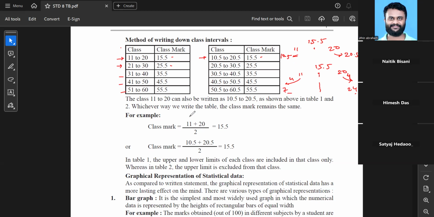Yes, sir, he explained the same below also. Even if the class is from 11 to 20 or from 10.5 to 20.5, in both cases the class mark will remain the same. Okay. Now, sir, I have a doubt. Yeah, tell me. Sir, why don't we take the class as 10 to 20?